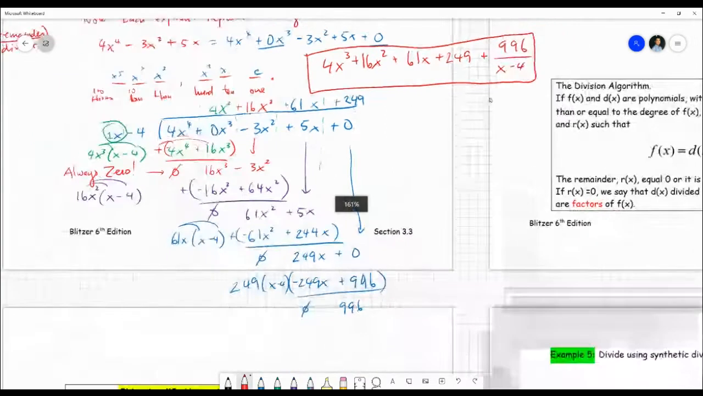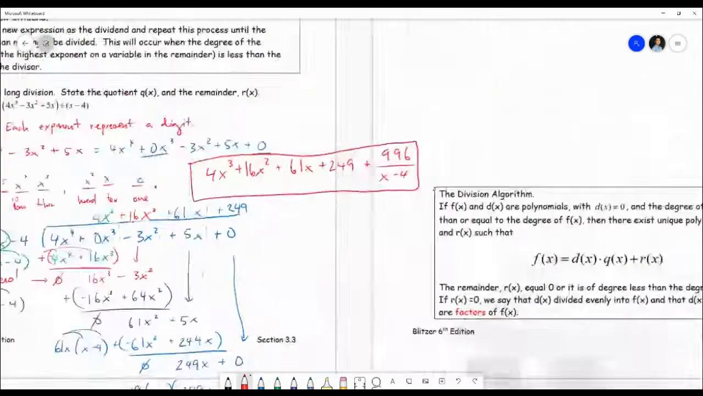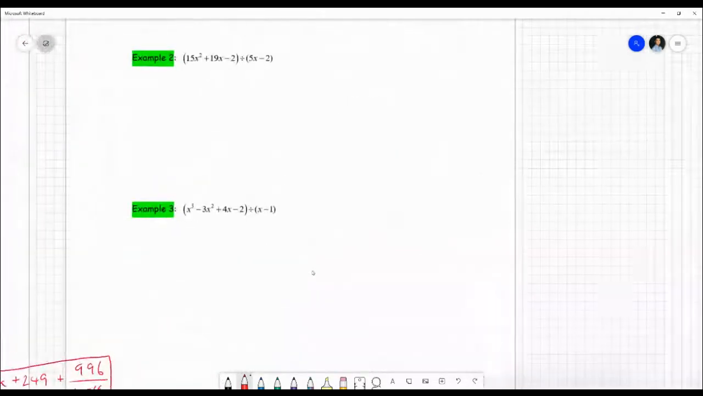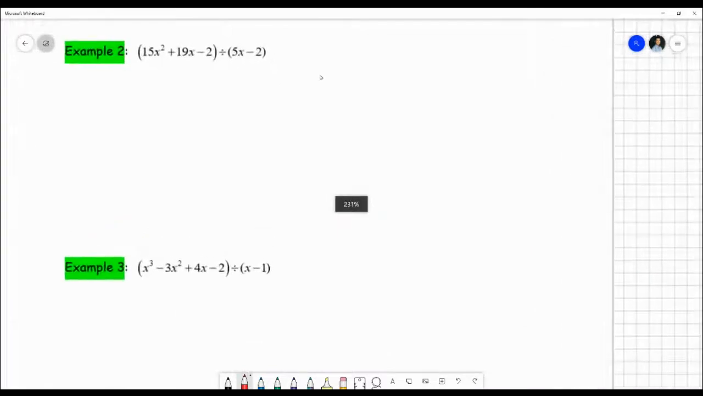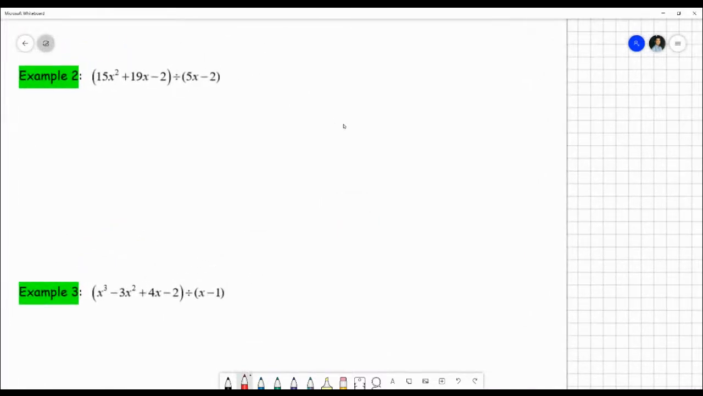Okay, let's try another example over here. Okay, so let's check to see if all our digits are present. So we have x squared, x and constant. So that's good.